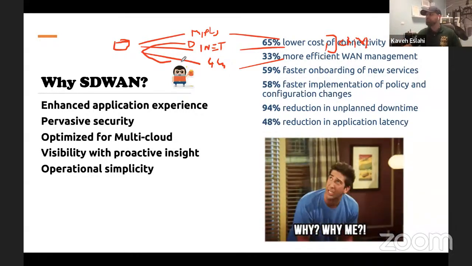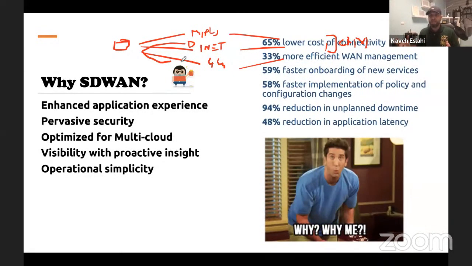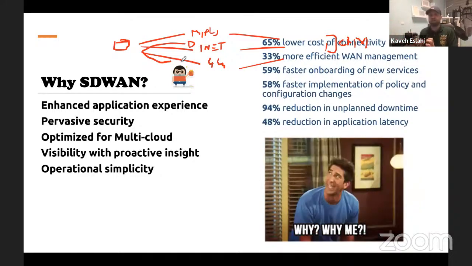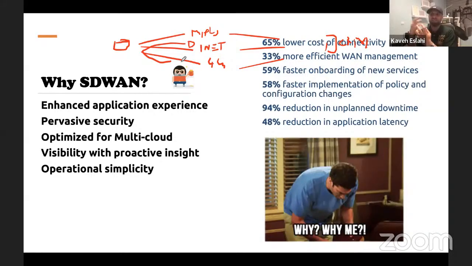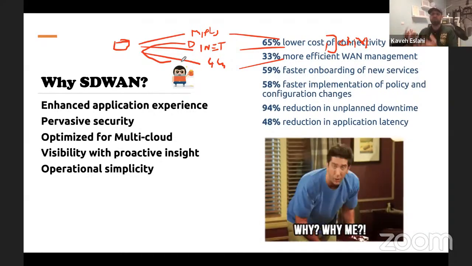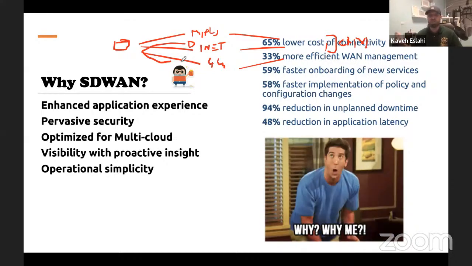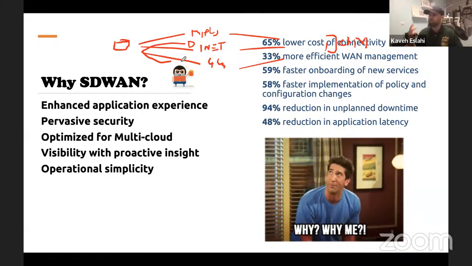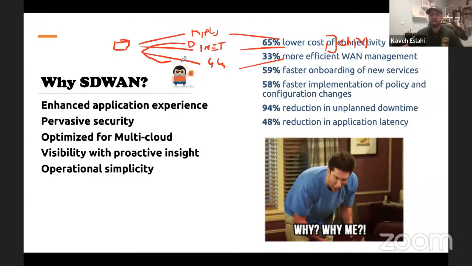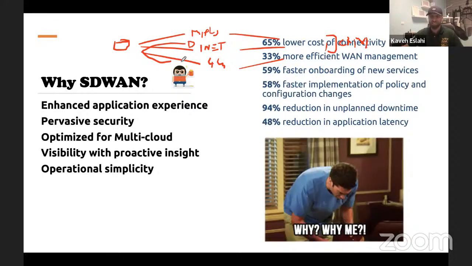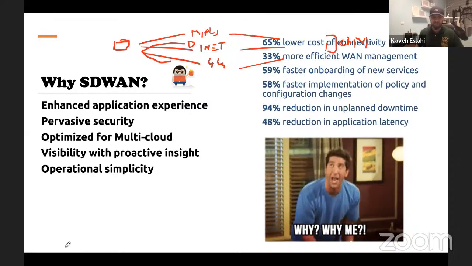You have 58% faster implementation of the policy. If you implement a policy in the whole network ecosystem, and if you see some problem on that, you can have a rollback scenario in a matter of seconds, not minutes, not a month. Even if you are not experiencing any failure within your domain, because you have a controller. And 94% reduction in unplanned downtime. There is no downtime, honestly. You do not have any downtime unless you have some bugs on the SD-WAN controllers. And 48% reduction in application latency. So you do not have any experience of that, okay?